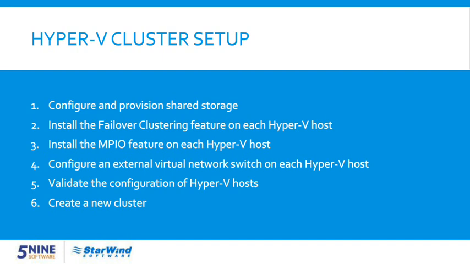So once we have the failover clustering installed, it goes pretty much straightforward. We install the multipathing feature on each Hyper-V host so they can talk to the shared storage correctly. We configure the external network switch for each Hyper-V host, so our virtual machines don't get into a room without any doors in it when they fail over from host to host. Then we just validate everything to make sure our IP addresses are set correctly and our shared storage is configured correctly. Basically we've done everything according to the books, and we create the actual cluster.